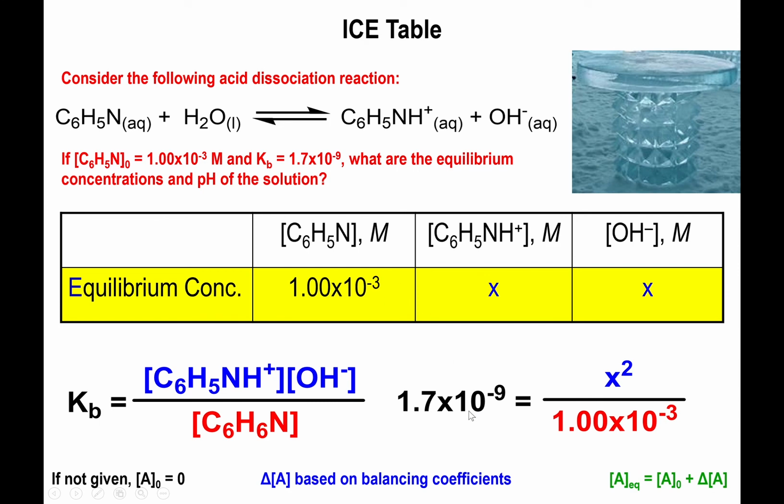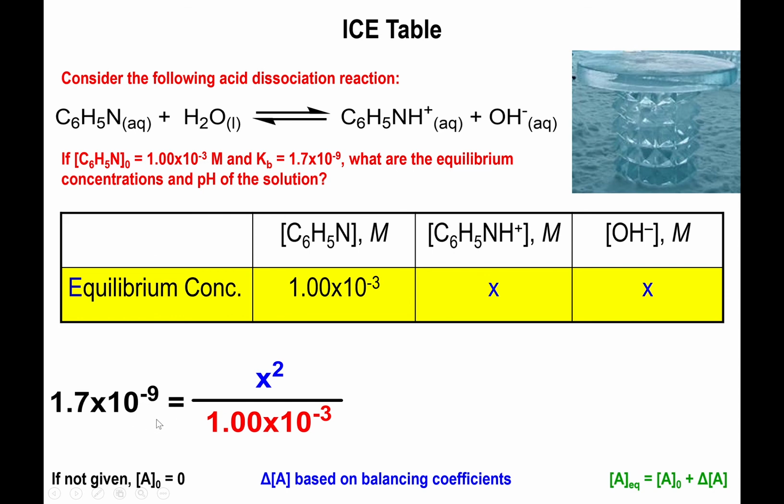we're going to have the following situation. 1.7 times 10 to the negative 9, which is the value of the equilibrium constant, is equal to x squared divided by 10 to the negative 3. The minus x has been removed because it is negligible. So all you have to do now is cross multiply 10 to the negative 9 by 10 to the negative 3. You're going to end up with 1.7 times 10 to the negative 12. And when you take the square root of that value, you end up with the value of x.